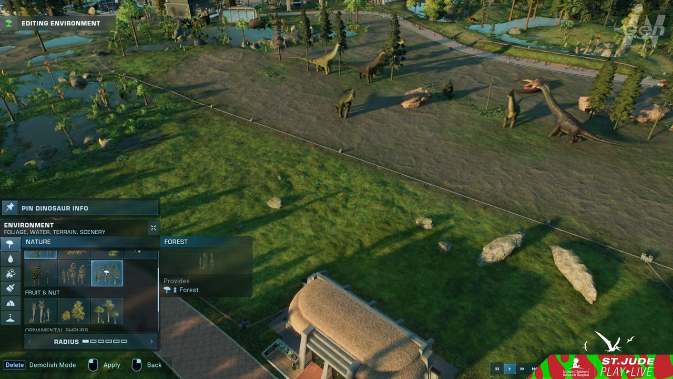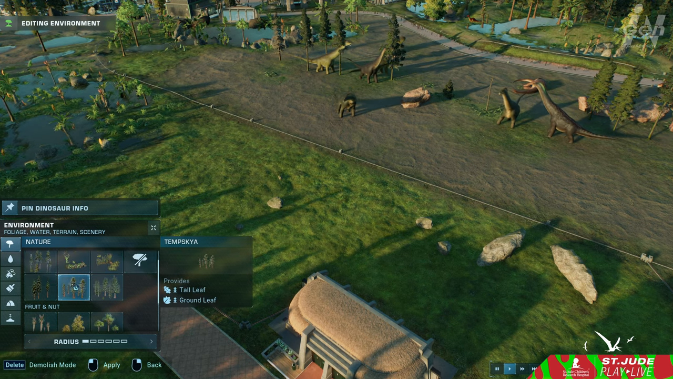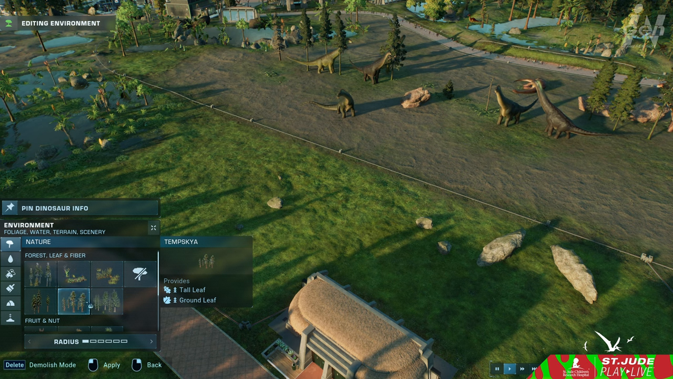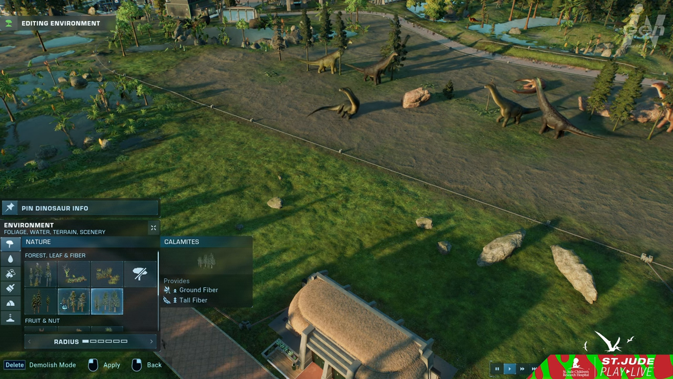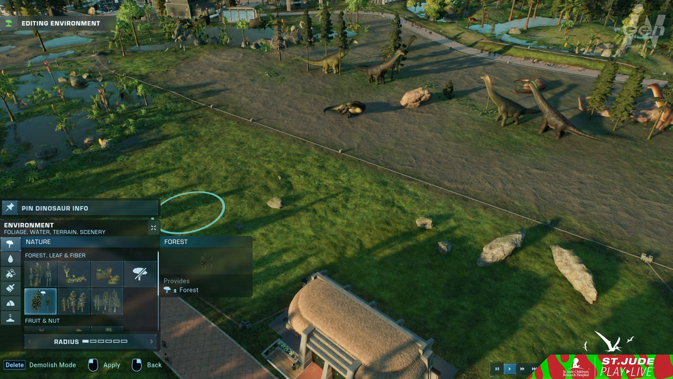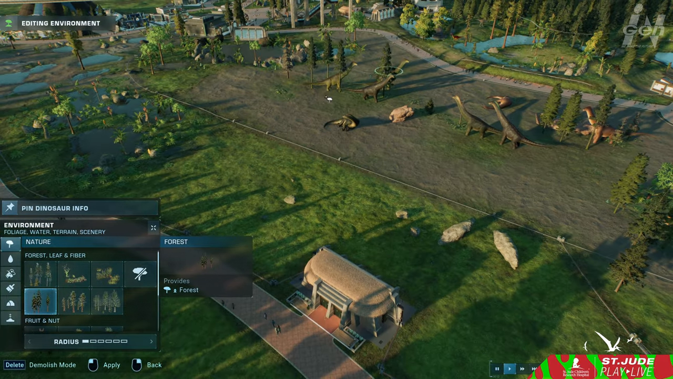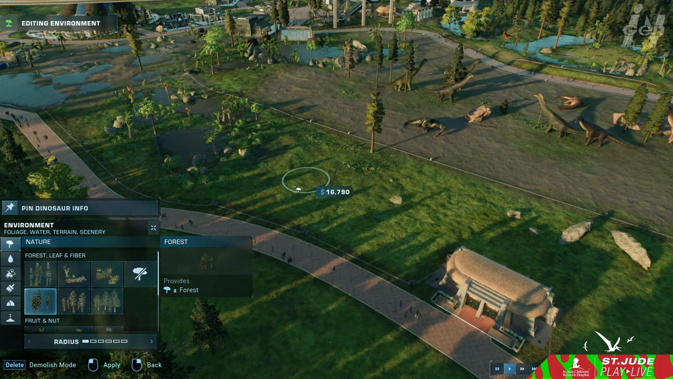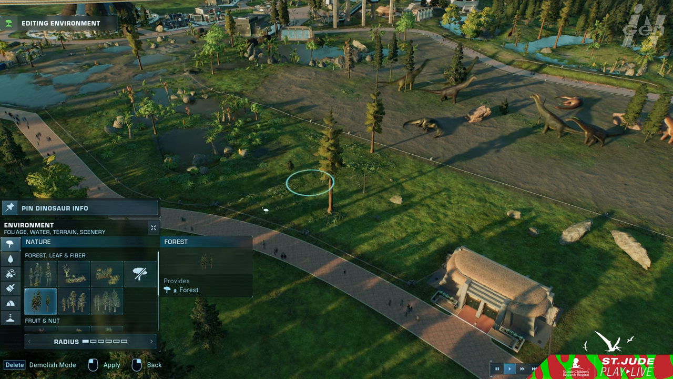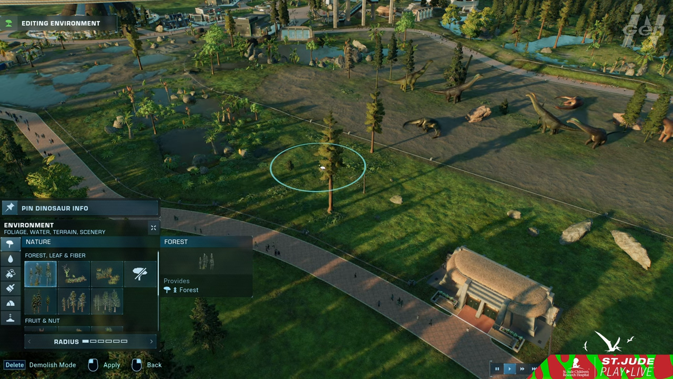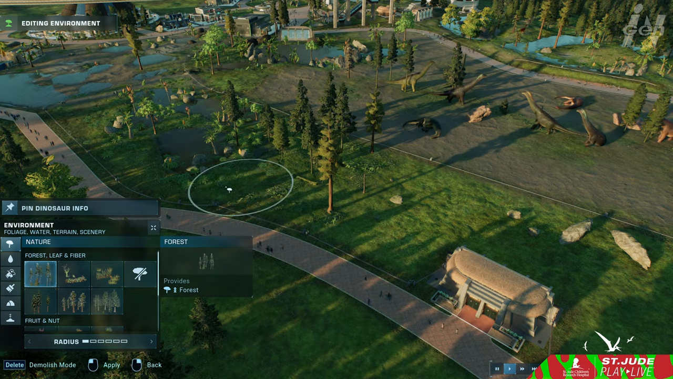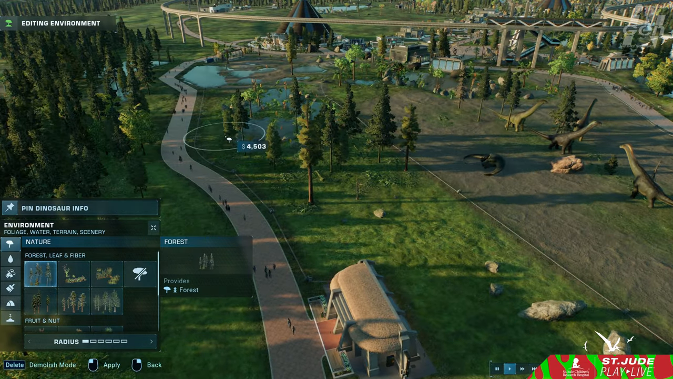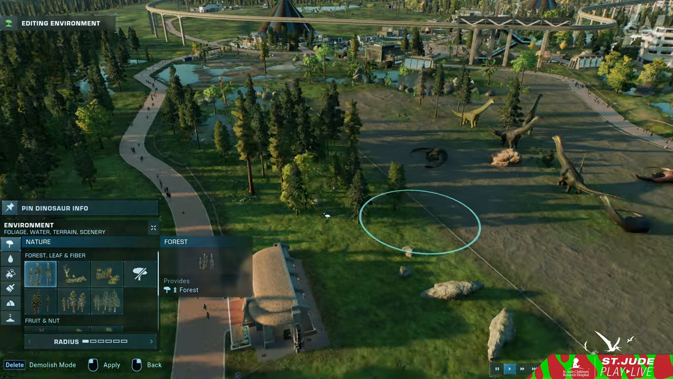As we said, this part right here is going to be our wooded environment, so we're going to do our conifers. We could do some Tempskya or some calamites, but I'm feeling like we should do some of this forest, with the theme of Alamosaurus right here, so it won't look too out of place. So we'll add a couple of these, and since we do want a thick environment, let's switch it up to this one. So we're going to put really thick woods right here.